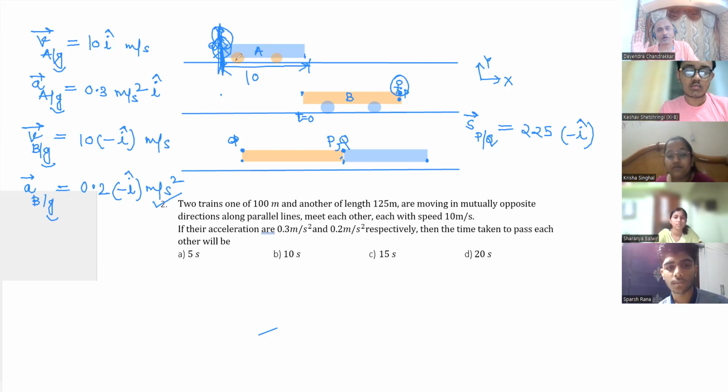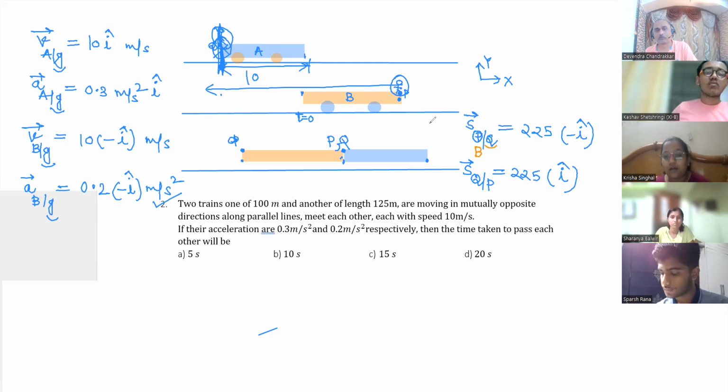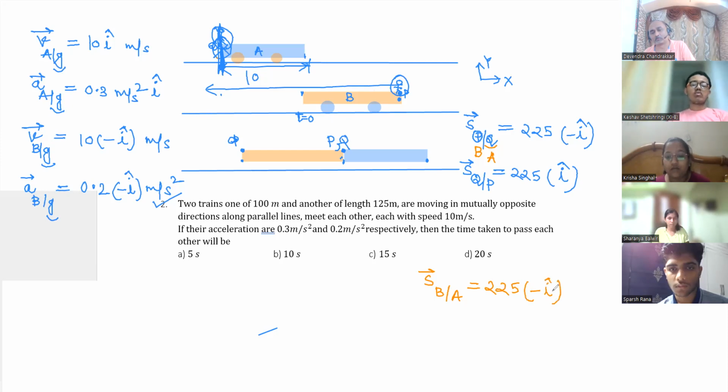Minus I cap, because P is moving in the backward direction with respect to Q. And if I ask you to write the displacement of Q with respect to P, it will be 225 plus I cap, right? So this point P was with which train? B. And Q was with which train? A. So can I write the displacement of B with respect to A when they cross each other as 225 minus I cap? Yes or no?